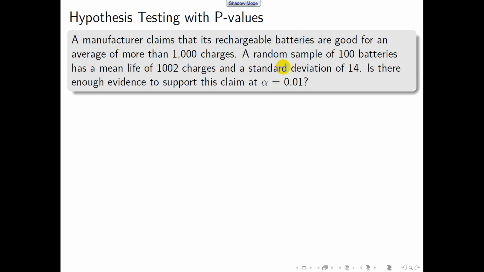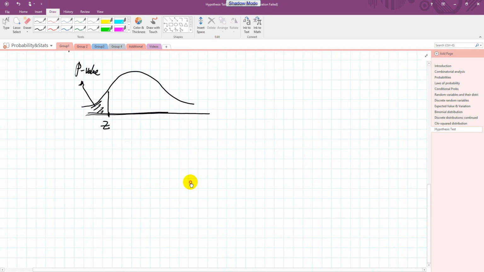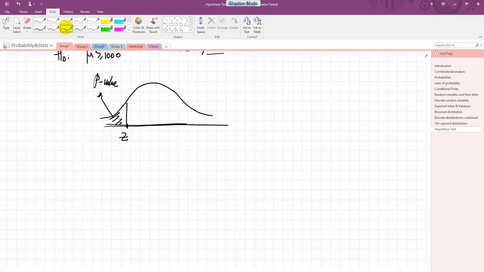Quick example. Let's say a manufacturer claims that its rechargeable batteries are good for an average of more than 1,000 charges. This is the claim. Sorry, we need to do the example quickly. So what is the claim? It tells us that mu is more than 1,000.